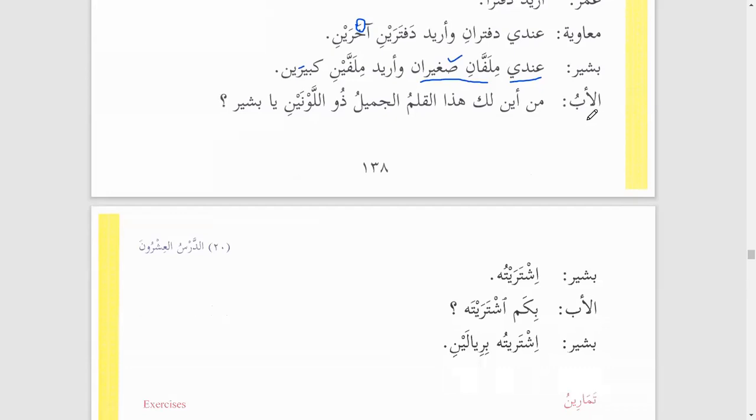Okay. من أين لك هذا القلم الجميل ذو اللونين يا بشير؟ From where did you get this beautiful pen that has 2 colors, O Bashir? Yes, excellent. Okay, so ذو اللونين. اللونين, why is it majroor? Because it is مضاف إليه. Always after ذو there is a مضاف إليه construction. It will always be مضاف إليه. من أين لك هذا القلم الجميل؟ Where did you get this beautiful pen from? ذو اللونين يا بشير, with 2 colors, O Bashir.